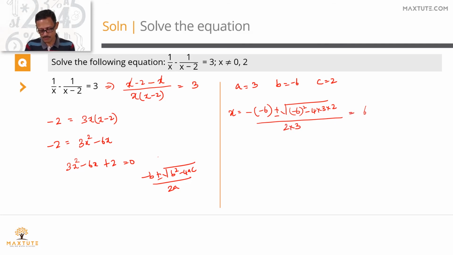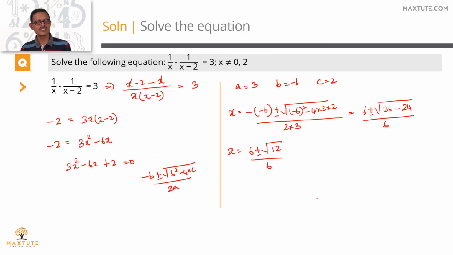Let's quickly find out what this is. Minus of minus 6 is a plus 6 plus or minus square root of minus 6 square, which is 36, minus 4 into 3, 12 into 2, 24, divided by 2a, which is equal to 6. 36 minus 24 is 12. So x is equal to 6 plus or minus square root of 12 divided by 6. This is good enough. You can write it as 6 plus root 12 by 6, 6 minus root 12 by 6. I'm just trying to simplify it by taking some common terms outside. So I'm going to write this 12 as 4 into 3, so I'll get 6 plus or minus square root of 4 times 3 divided by 6.